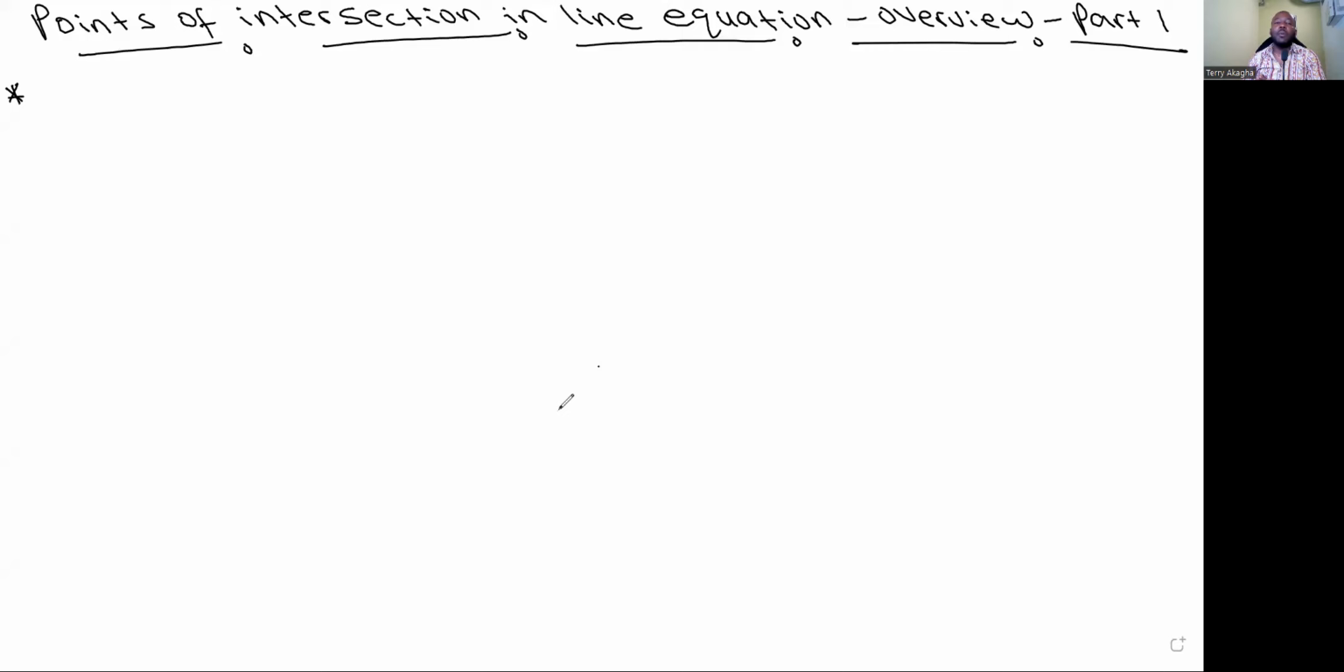So I'll be talking about the points of intersection in line equation. We just finished the perpendicular line. I also talked about parallel lines. So we're going to talk about points of intersection. So please make sure you review the previous video before coming to this.